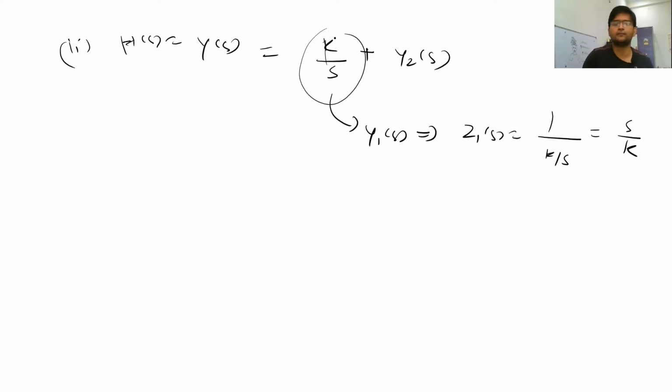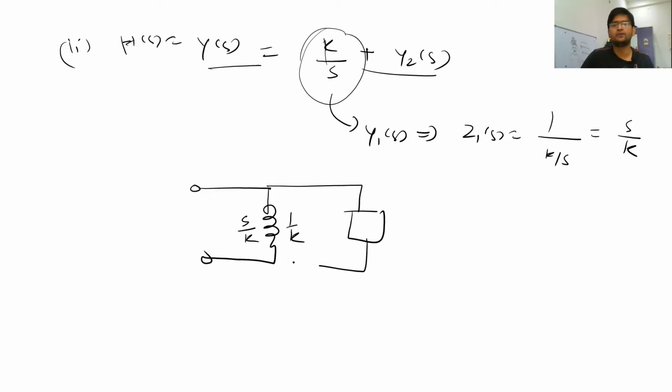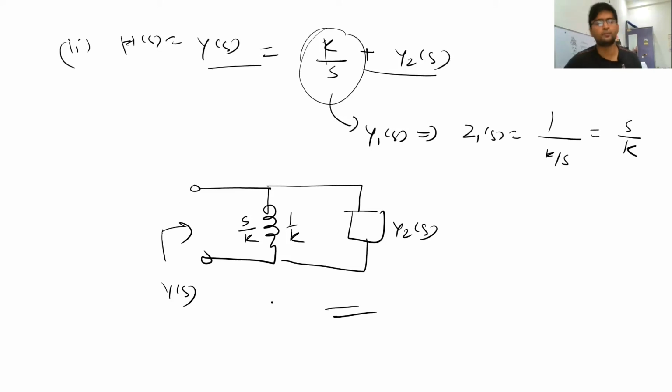Since this is an admittance function, you are going to get an inductor which will be in parallel with Y2(S). So the physical circuit will be like this. Its value is 1 upon K, or in the form of inductance, it will be S upon K. And then you will have this admittance Y2(S), and the combination of this and this will be equal to Y(S). So this is how you remove a pole at the origin from any given network function, whether it is in the form of impedance or admittance function.